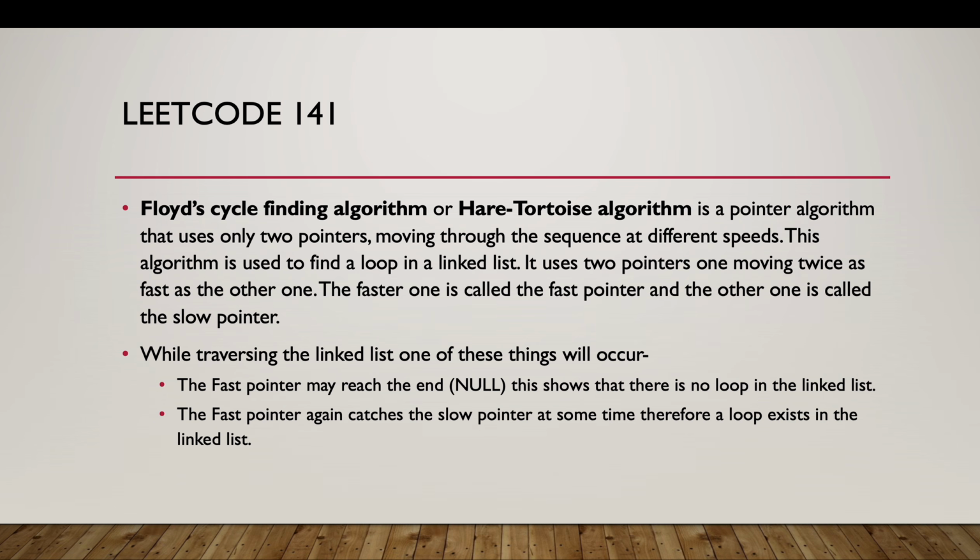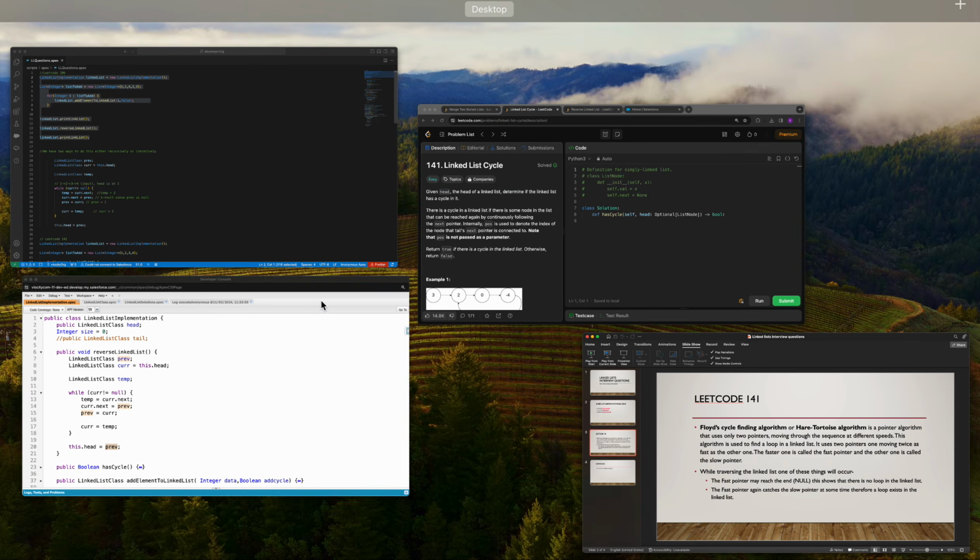So in this algorithm, we will traverse over the linked list, and there can be 2 cases. Either the fast pointer reaches the end, which means there is no loop in the linked list, or the fast pointer will catch the slow pointer at some time. Therefore we can say that a loop exists, and that means there is a cycle in the linked list. This will be better understood when I show you the code for it.